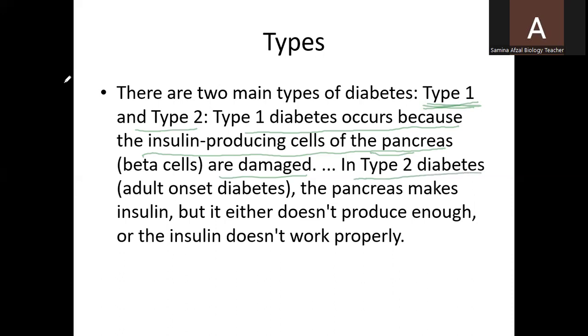In type 2 diabetes, adult onset diabetes, the pancreas makes insulin, but it either does not produce enough or the insulin does not work properly. So in both these cases, when insulin is not produced in the body because of the damaging of the pancreatic cells, or in type 2 diabetes, when the pancreas makes insulin but its amount is very low, the persons are suffering with the disease diabetes mellitus.